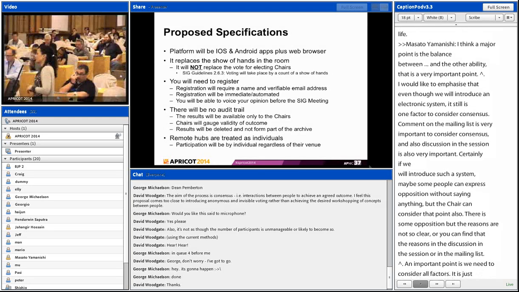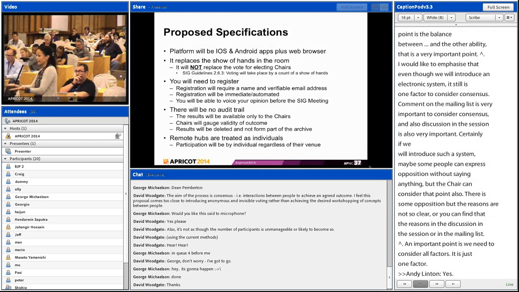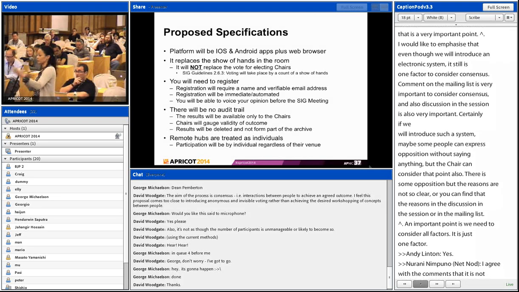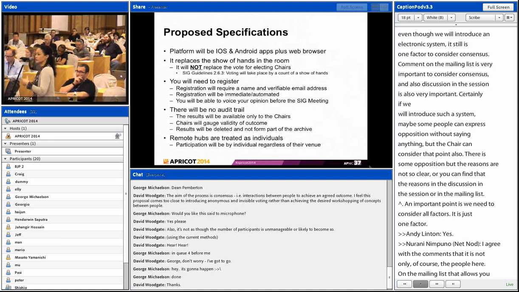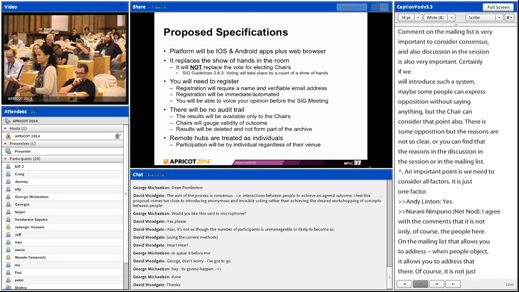Narani from NetNote again. I agree with the comments that it's not only the people here. On the mailing list, when people object, it allows you to address that there. So, of course, it's not just physically here, but my concern is the bluntness of this tool.